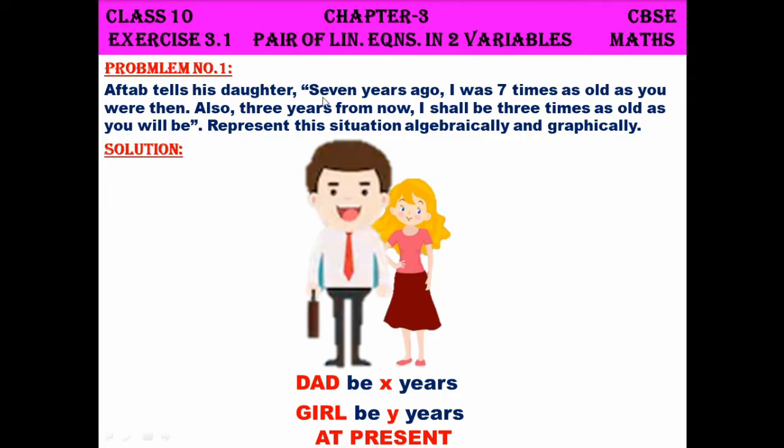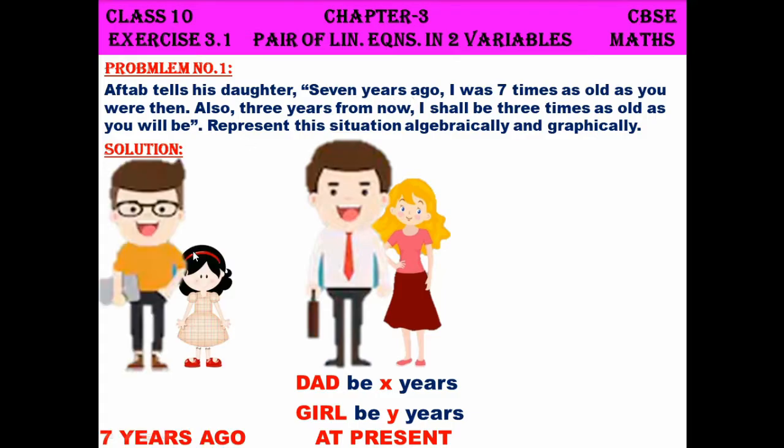Now what is the given? The first relation is about 7 years ago. So before 7 years, see, at present your age is 15, means before 7 years, how will you calculate? You will subtract 7, isn't it? So similarly, their present ages are x and y, then 7 years ago their ages will be x minus 7 and y minus 7.